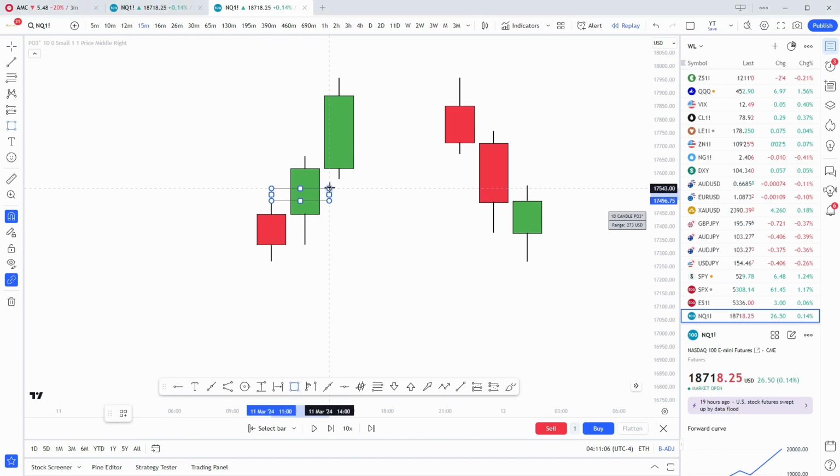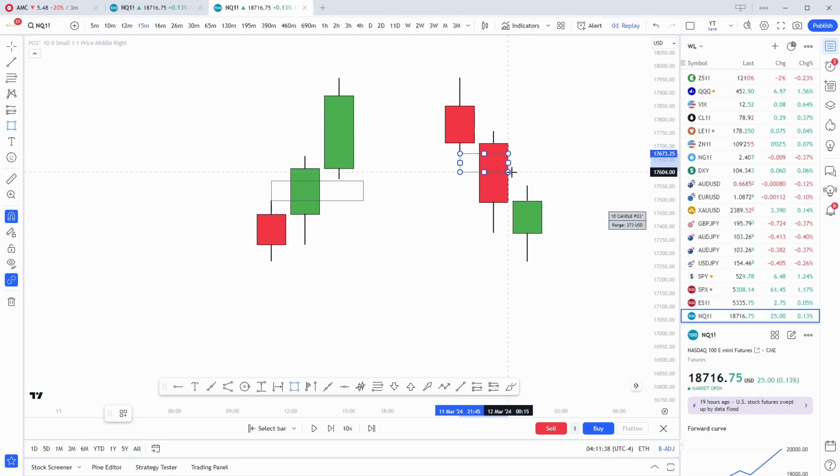So if you were to take a box indicator and drag it from the top wick of the first candle to the bottom wick of the last candle, you've just created a fair value gap. On the left-hand side, we have an example of a bullish fair value gap, and on the right-hand side, we have an example of a bearish fair value gap. Notice the range in the middle of these three candles. Price very often likes to retrace back into this range and then continue on with the trend.